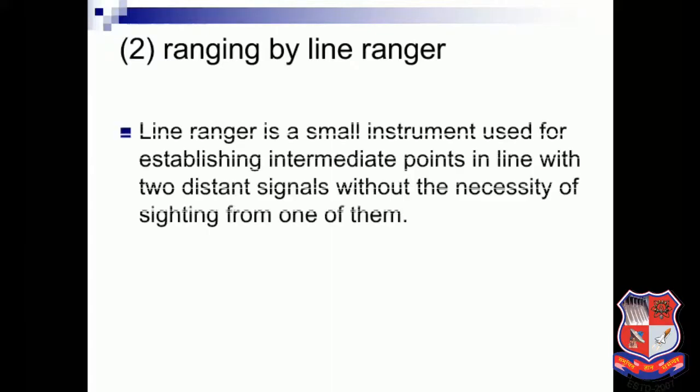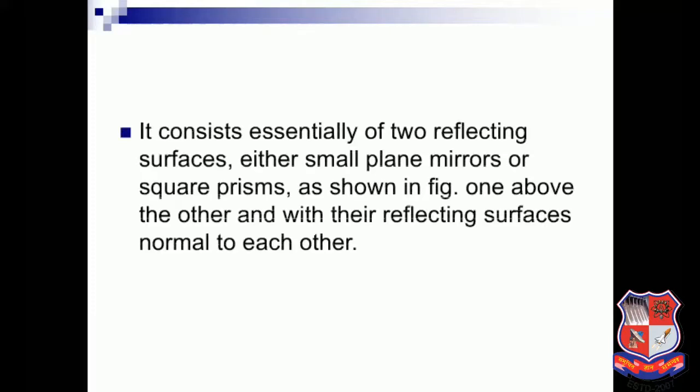Second, ranging by line ranger. Line ranger is a small instrument, which I told you about earlier, used for establishing intermediate points in line with two distant signals without the necessity of sighting from one of them. It consists essentially of two reflecting surfaces, either small plane mirrors or square prisms, as shown in the figure, one above the other, with the reflecting surfaces normal to each other.